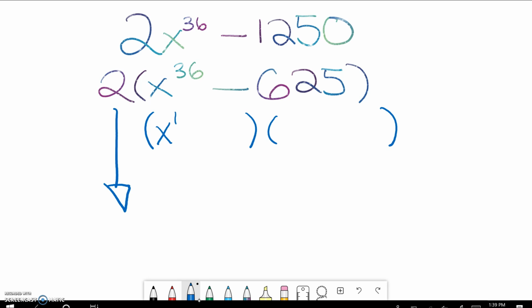This is x to the 18th. Hopefully you remember your exponent rules. In order to square root an even power, you just divide by 2. And I'll say plus 25 and x to the 18th minus 25.